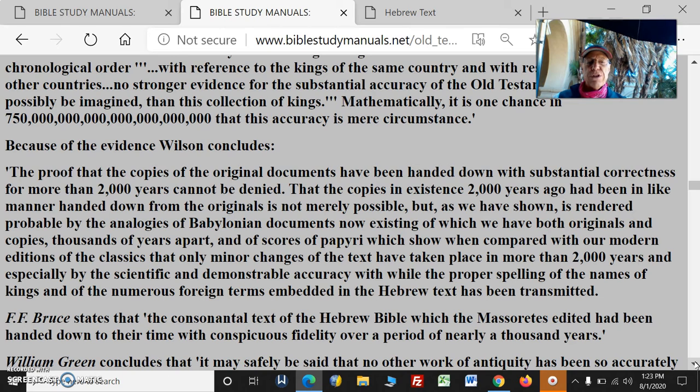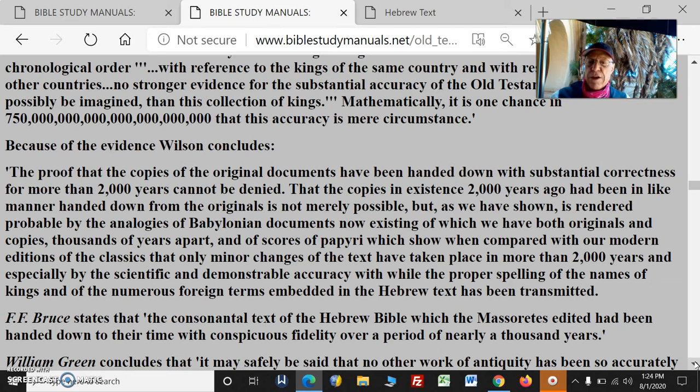That the copies in existence 2,000 years ago had been in like manner handed down from the originals is not merely possible, but, as we have shown, is rendered probable by the analogies of Babylonian documents now existing, of which we have both originals and copies thousands of years apart, and of scores of papyri which show, when compared with our modern editions of the classics, that only minor changes of the text have taken place in more than 2,000 years, and especially by the scientific and demonstrable accuracy with which the proper spelling of the names of kings and of the numerous foreign terms embedded in the Hebrew text has been transmitted.